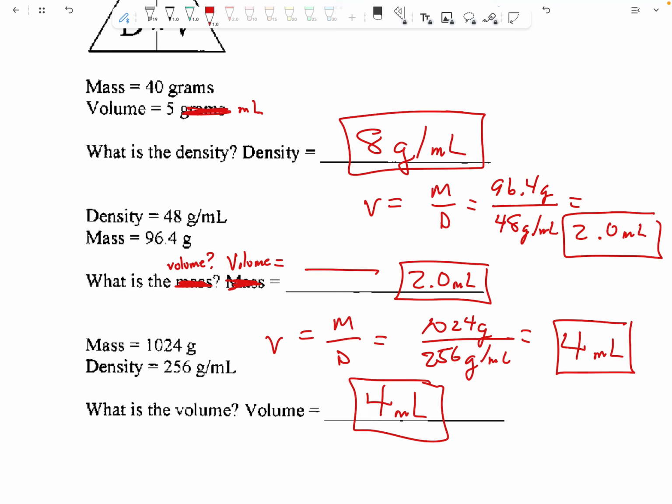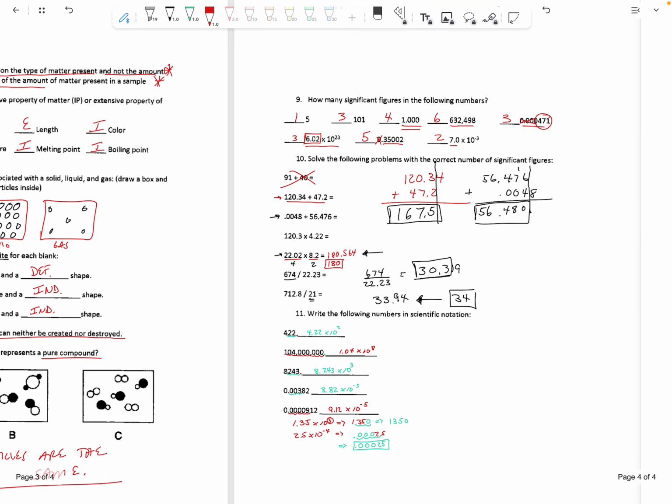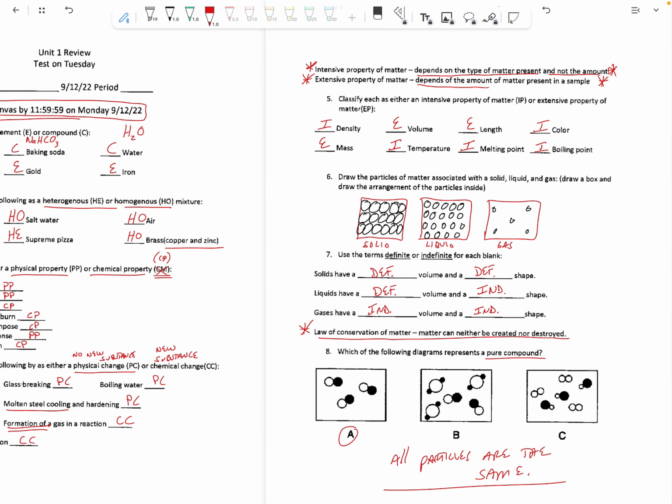Hope this review has helped. Study your terms, what properties are intensive, extensive, types of extensive properties, types of intensive properties, physical, chemical changes, those kinds of things. Your sig fig rules will be there with you tomorrow. And all I can say to you is good luck.